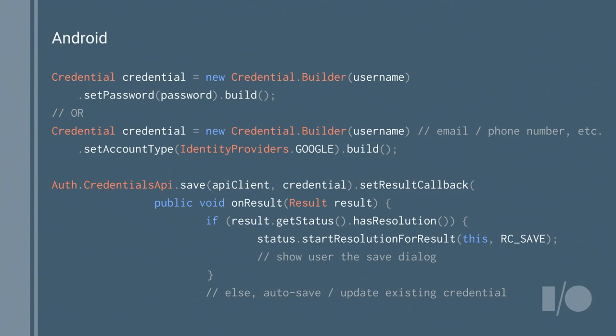Then you pass the credential object into the save API. You'll get called back with a result, and the result is either successful if we can update an existing credential, or we can automatically save a non-password credential to, for example, a Google account for Google sign-in, or if you need to show a dialog to have the user interact and opt in to save.